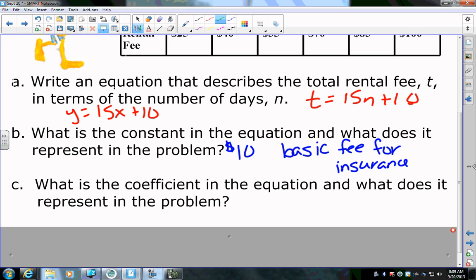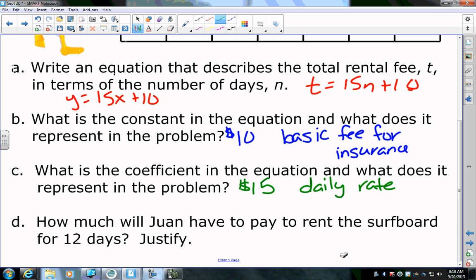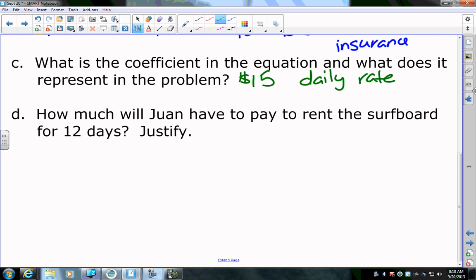The coefficient is the $15. That's your daily rate. That's how much you're paying each day to rent it. So then it says, how much will Juan have to pay to rent the surfboard for 12 days? Well, number of days is the X. So it's for 12 days.